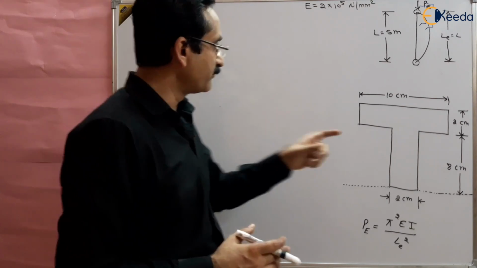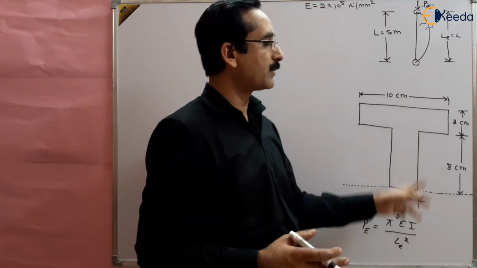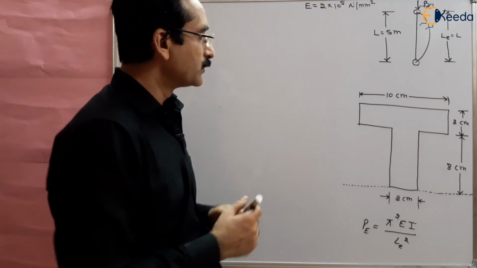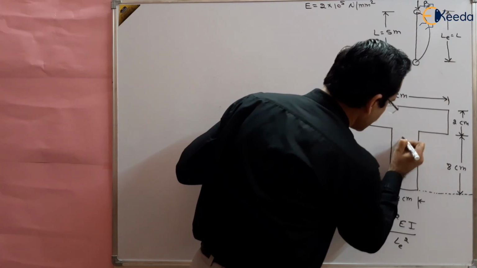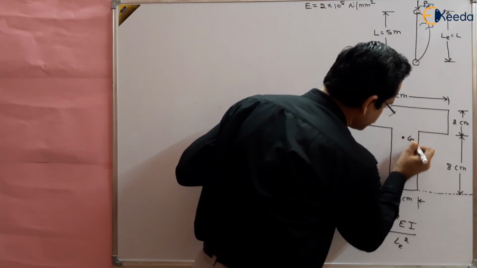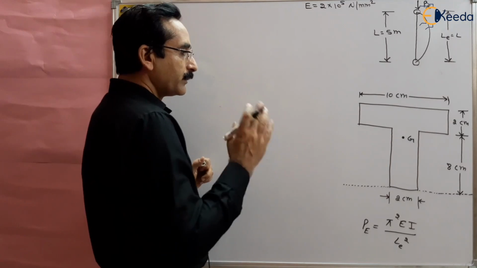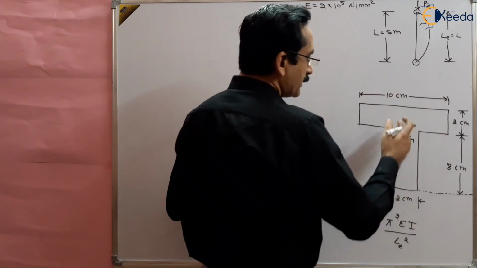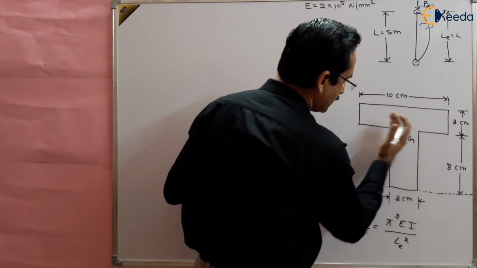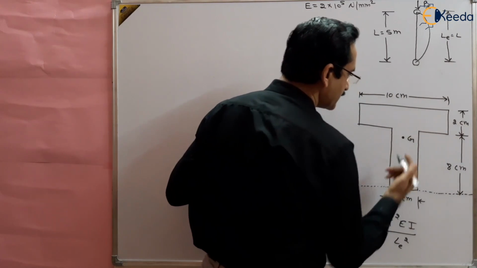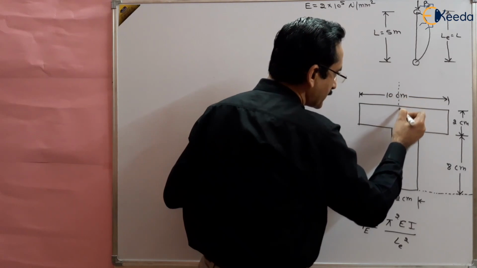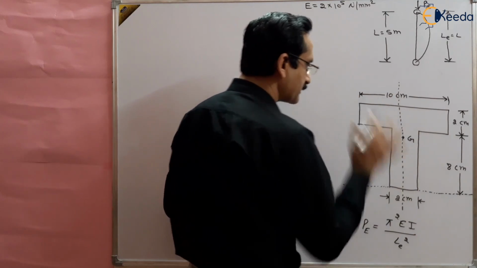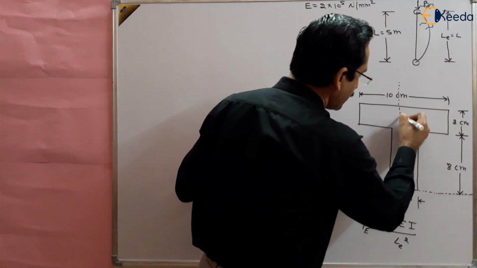So first of all, we have to find out the moment of inertia about both axes, x-axis and y-axis, passing through the centroid of the material. So let us assume that this is the centroid of this material, G. Now y-axis will be passing through this centroid only because half the T section is on this side and half the T section is on this side. So this is a symmetrical section about y-axis, and the centroid lies on it.